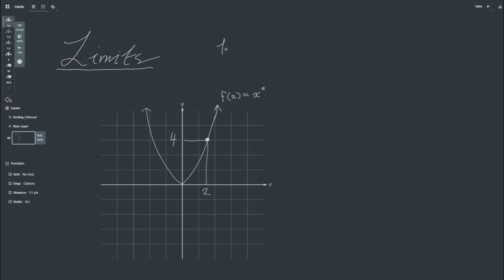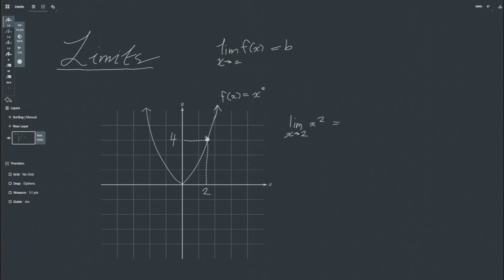We denote a limit as lim of a function of x or any other variable. Then we have our variable down here, and we have an arrow which means it approaches some number, and we can call this a. And then this will equal some value b. So let's say under here on this graph of f of x equals x squared, we have the limit of x squared as x approaches, let's say this point right here, which is at x equals 2.